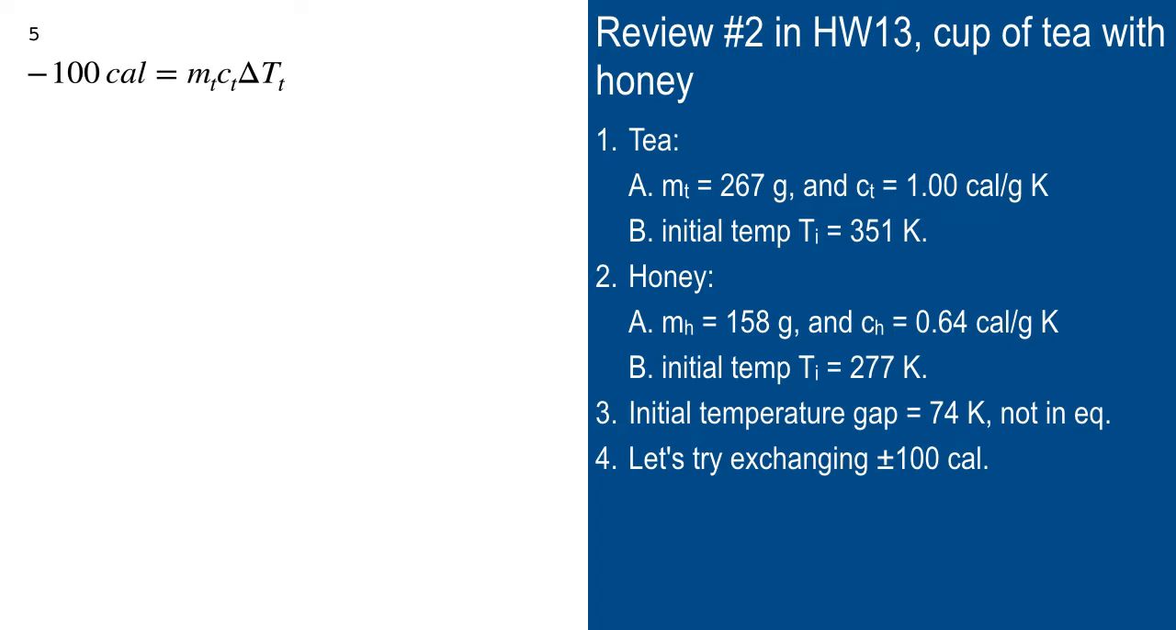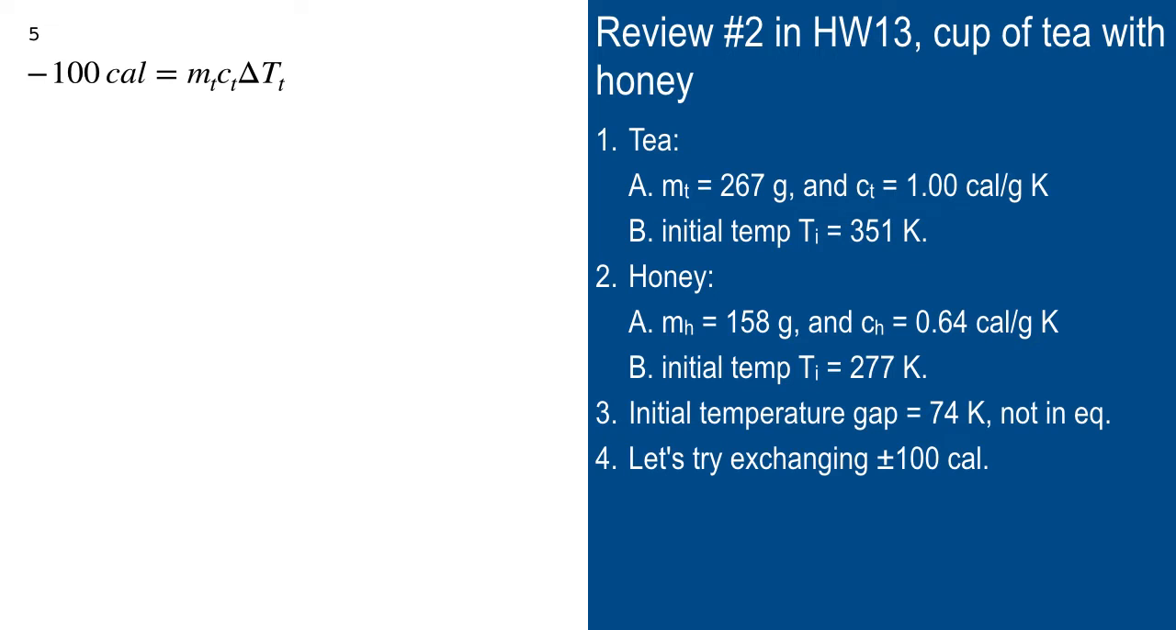So here's how you do it. You say, all right, my Q for the tea is cooling down, so this is negative. It's minus 100 calories. But as I said, you could try it with minus 500 if you felt lucky, and actually 500 would work nicely in this one. 100 is a little bit small, as we'll find out. But anyways, you use MC delta T on the other side.